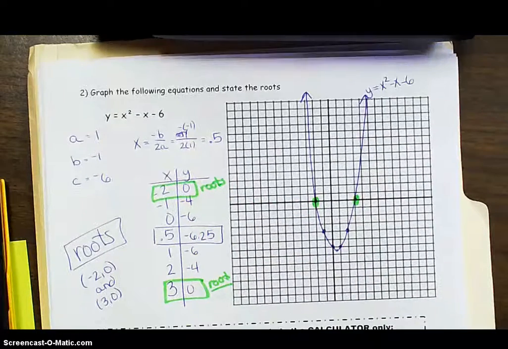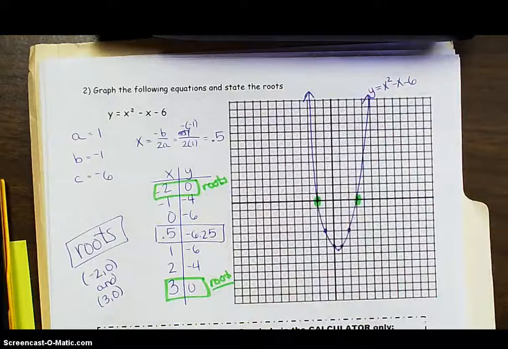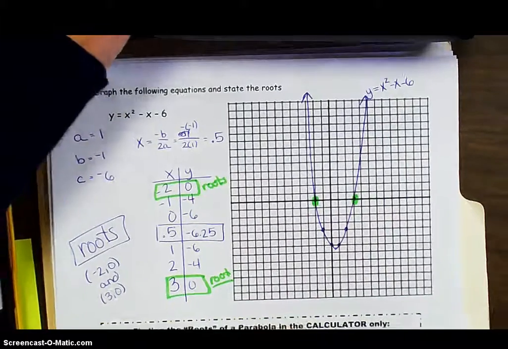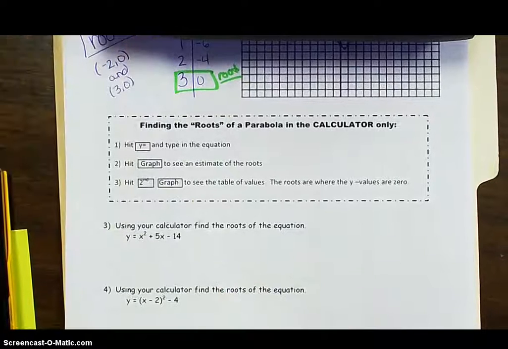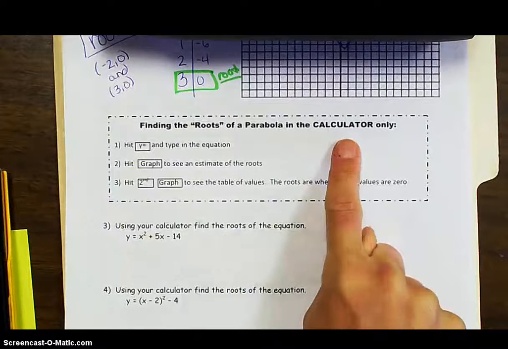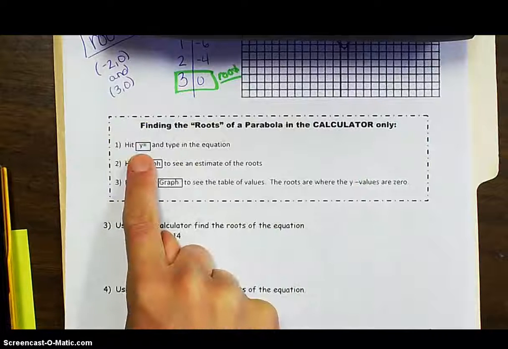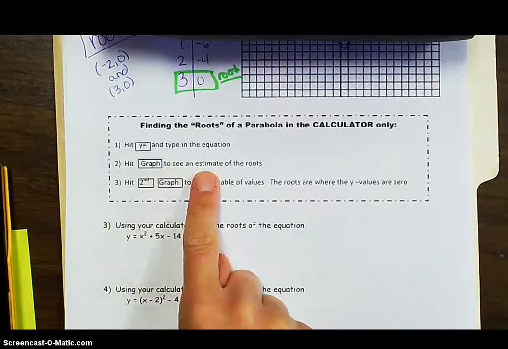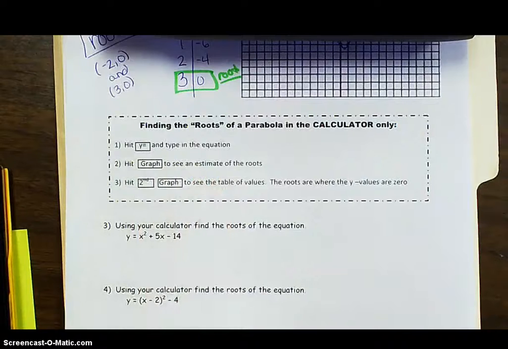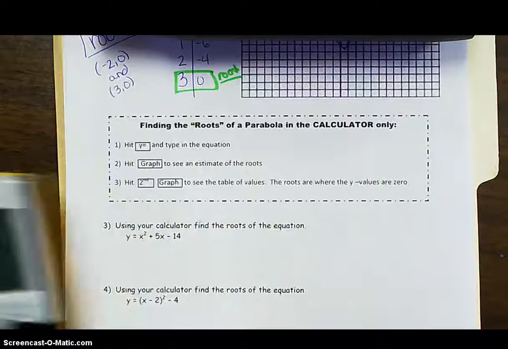Hopefully you're starting to see the pattern here: do we really need to graph, or could we just look at the table of values? Well, we really could just look at the table of values, and that's what we're going to do next. Let's find the roots by only using the calculator. To do that, you're just going to go to y equals, type it in. You hit graph because you need to estimate approximately where the roots are going to be. And then we look at our table of values.